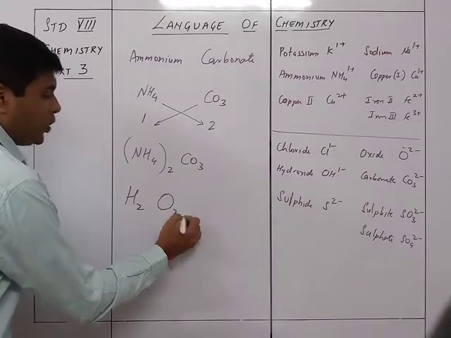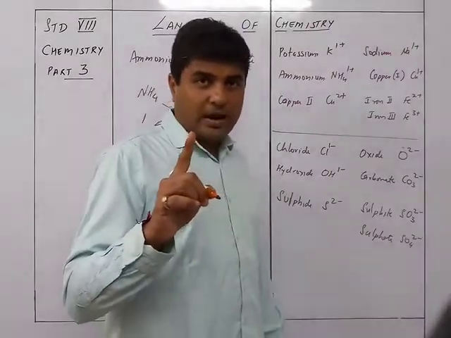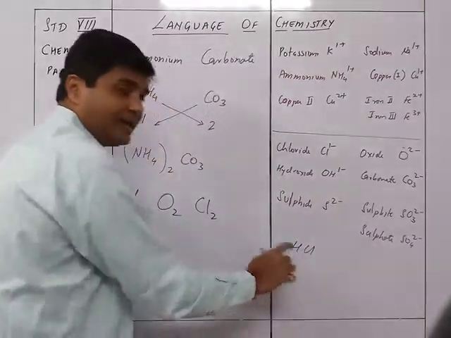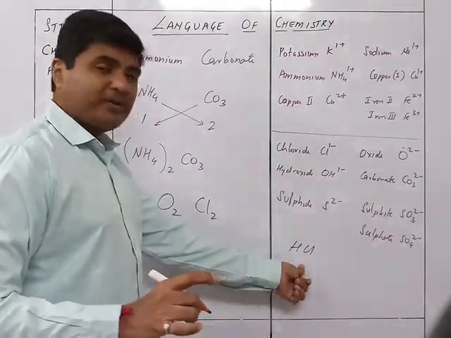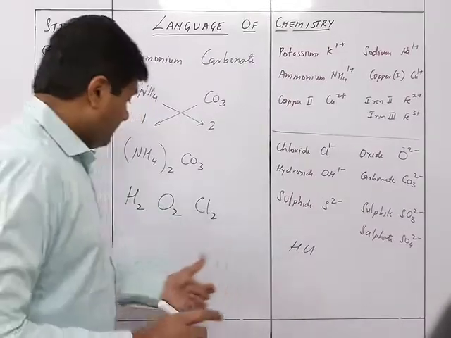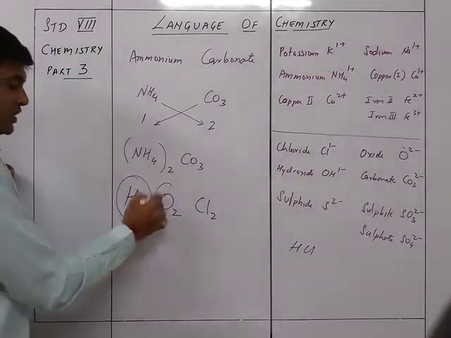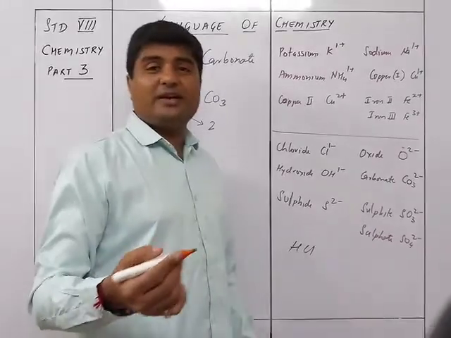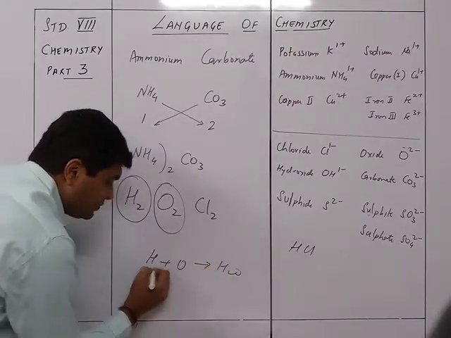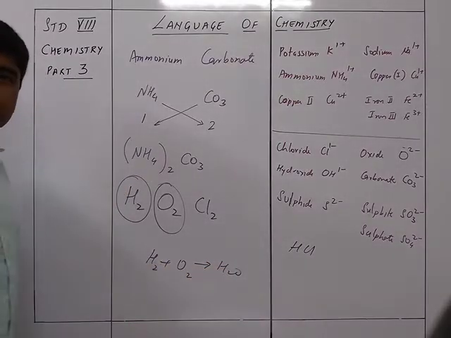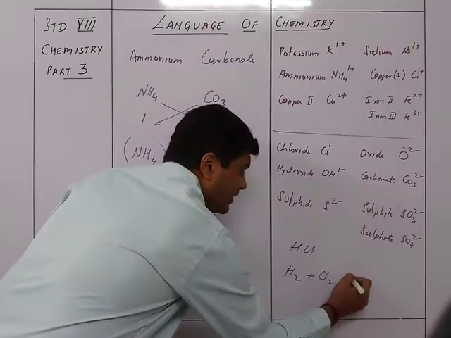oxygen will always be O2, chlorine will always be Cl2. This is only when they are alone. I'm not talking about HCl. If I say HCl, that is different, it is not alone, hydrogen is not alone, chlorine is not alone. This is a compound which has been formed. But when it is only hydrogen or only oxygen reacting, like for example hydrogen and oxygen reacting to give me water, I cannot say H plus O giving me H2O. I will have to say H2 plus O2.